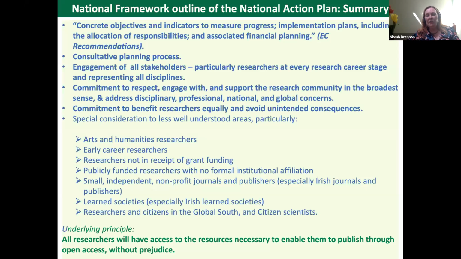Special consideration to less well understood areas, especially arts and humanities, early career researchers, researchers who don't have grants, publicly funded researchers with no formal institutional affiliation. We're talking about casualization in higher education, and let us acknowledge the reality here. Small independent non-profit publishers and journals, especially Irish journals, learned societies, and researchers and citizens in the global south and citizen scientists. So that's just all we have to do over the next year or so.